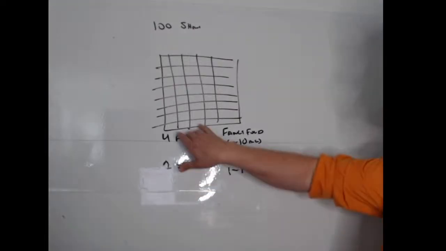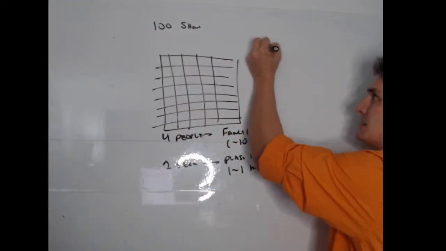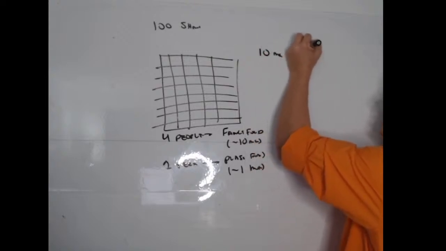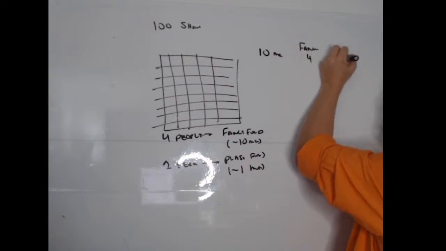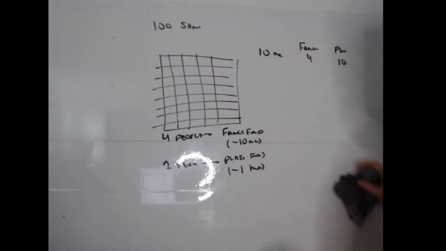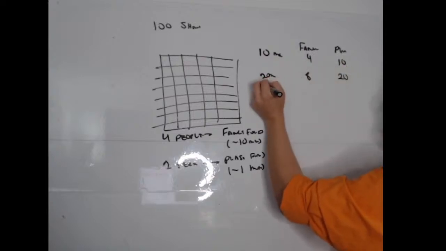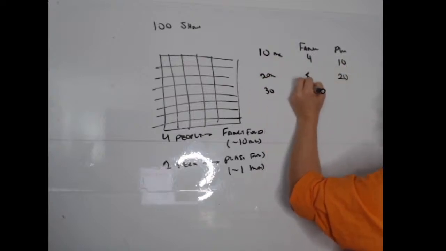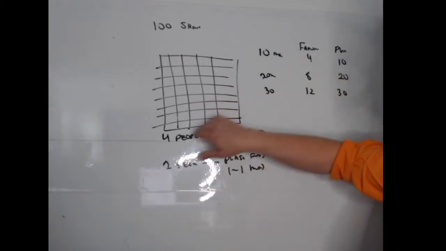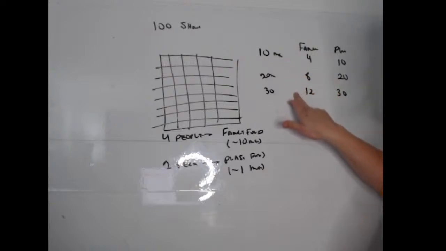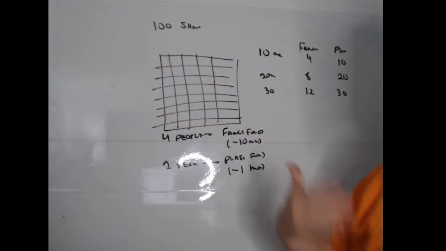So even though we have 4 people doing the fancy folds, in the first 10 minutes the fancy people have only folded 4, whereas the plain has folded 10. In 20 minutes, these have folded 8, these have folded 20. In 30 minutes, these have folded 12, 30, and so forth. Even though we have more people doing a fancy fold, because they're going so slow, they're not producing as much as the plain folding person who's cranking it out so fast.